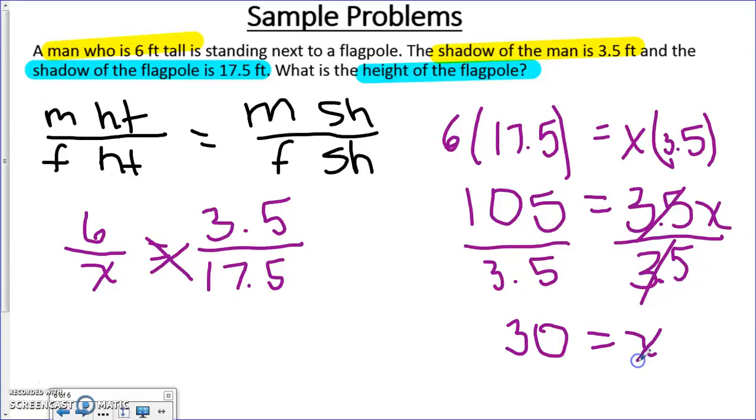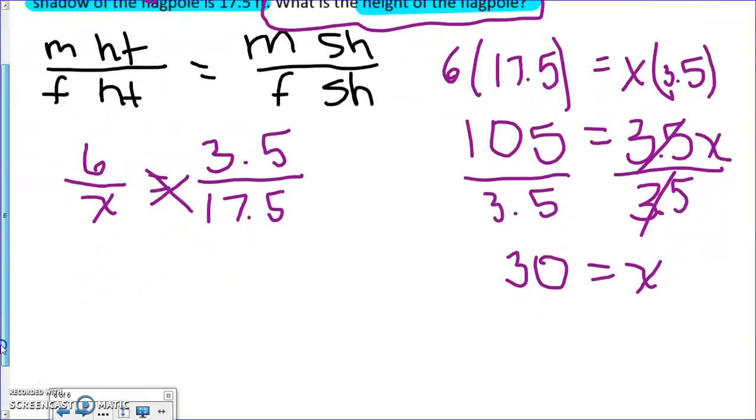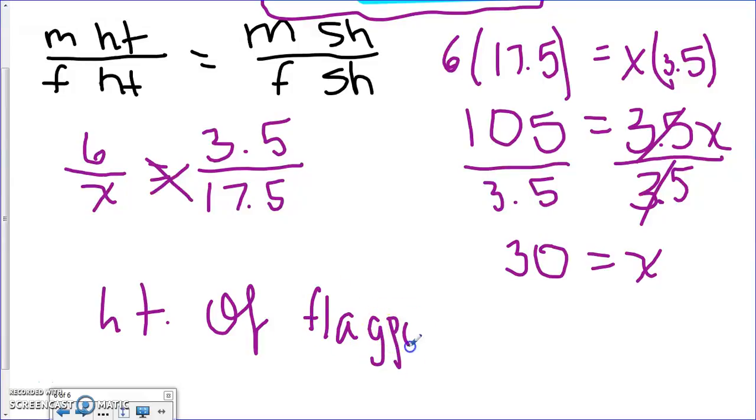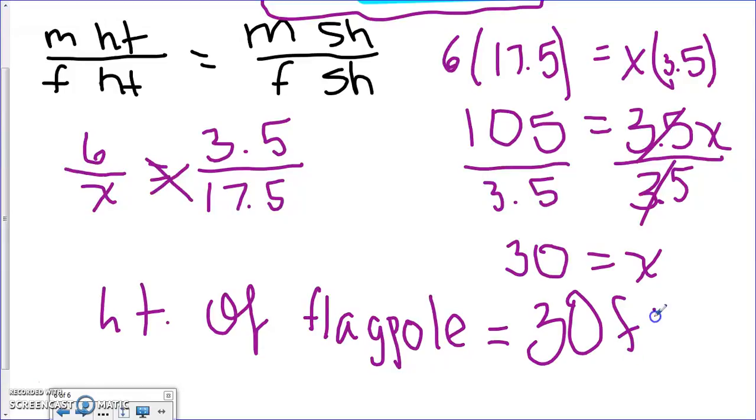Now you might say, okay, we're done, but we're not. Go back and answer the question. What is the height of the flagpole? And we see that the units here is feet. So you can simply write down that the height of the flagpole is 30 feet. You can write equals 30 feet.